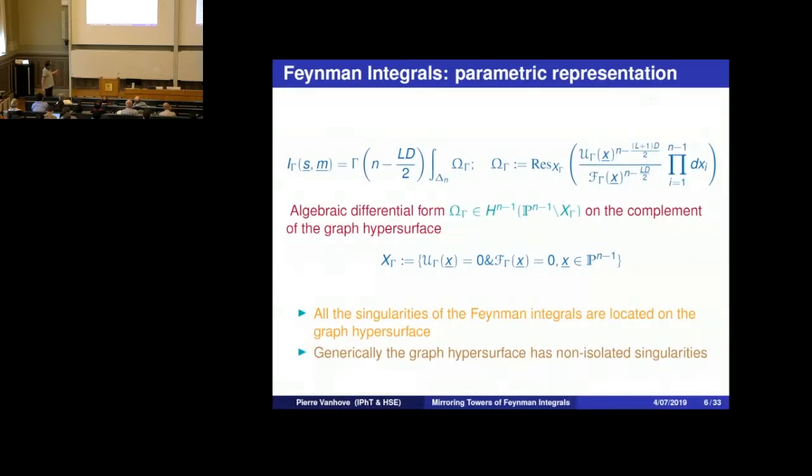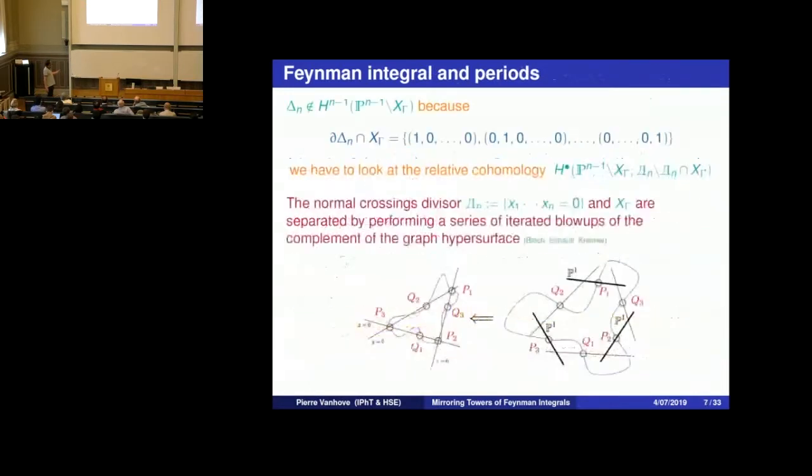First, I want to say that all the singularities of the Feynman integrals are located on the graph hypersurface. But in general, the graph hypersurface has non-isolated singularities, which is a complication when you want to understand what's going on. The other thing that happens is that the graph hypersurface intersects the positive quadrant exactly at these points. So that forces you to look at relative cohomology.